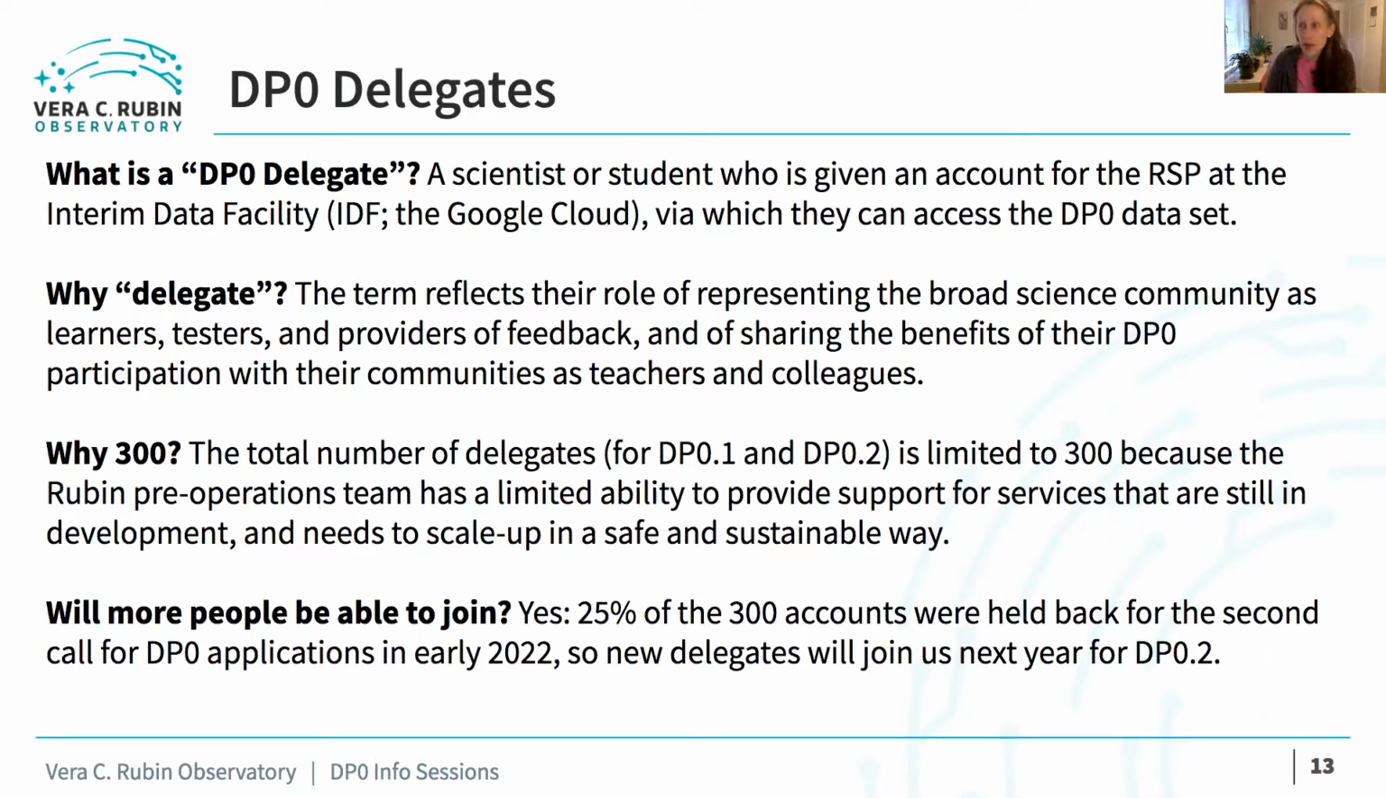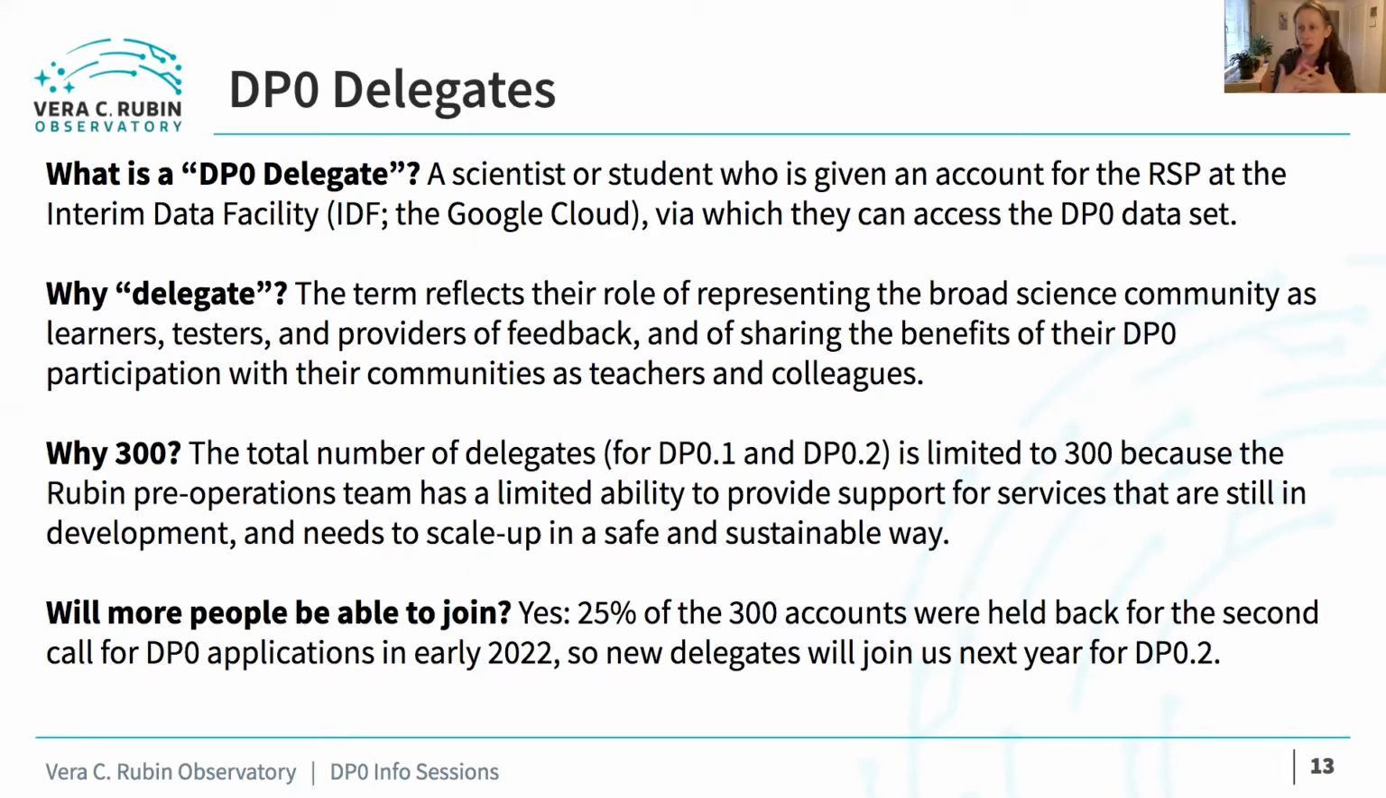We chose the term delegate to reflect your role of representing the broad science community as learners and testers and providers of feedback, and also to represent your role of sharing the benefits of DP0 participation back with your communities as teachers and colleagues. Over the full course of DP0, there will be 300 participants.